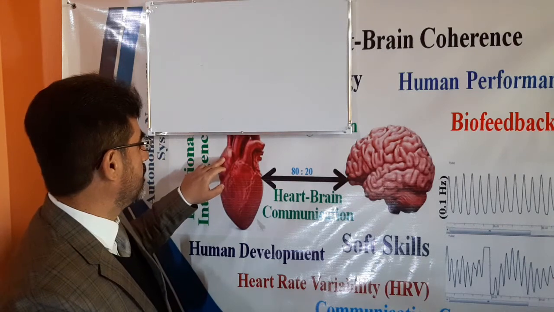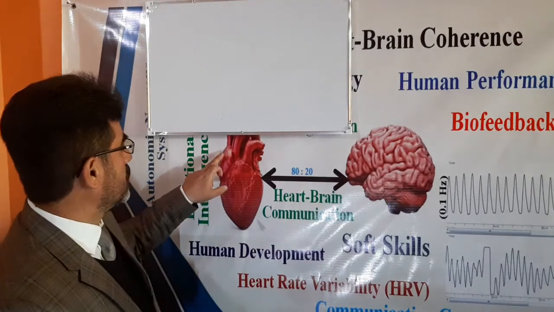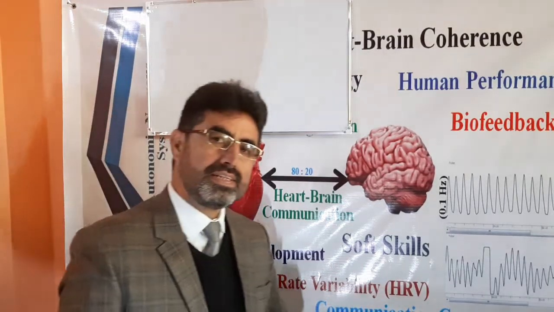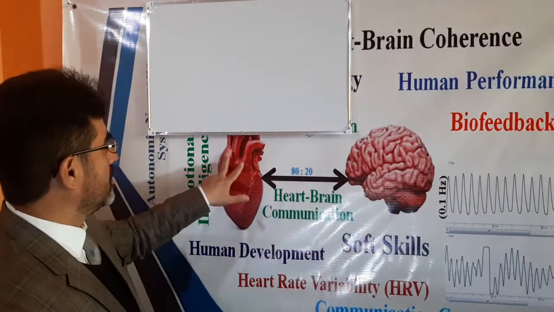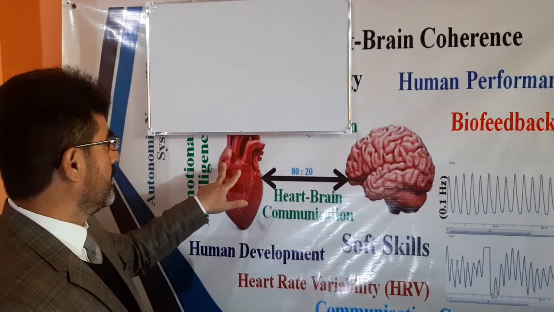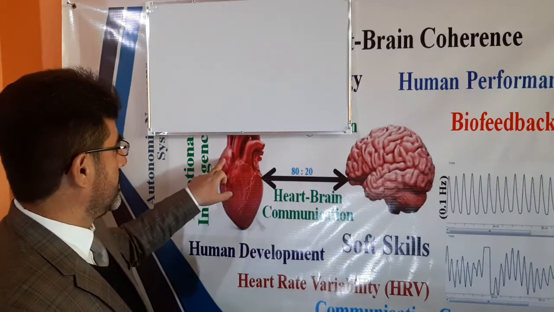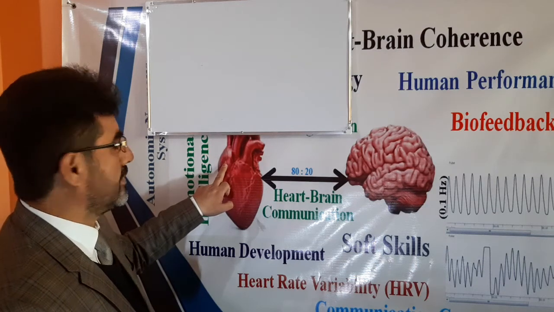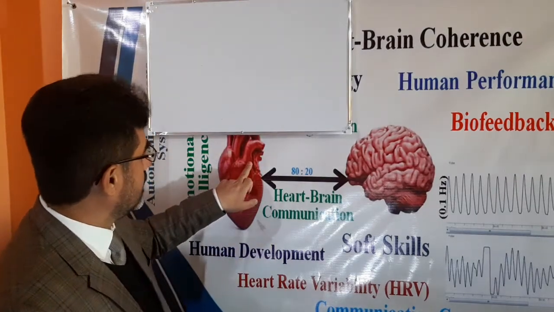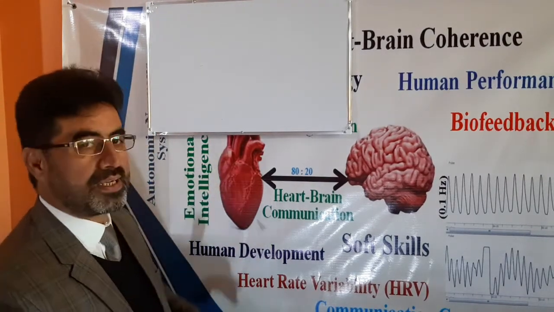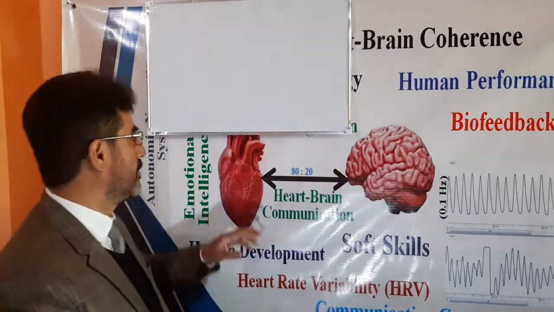The SA node is located in the right atrium near the superior vena cava, and it is the main pacemaker of our heart. Actually, the two atriums, right and left, fill with blood. The right atrium receives deoxygenated blood from the body, and the left atrium receives oxygenated blood from our lungs.